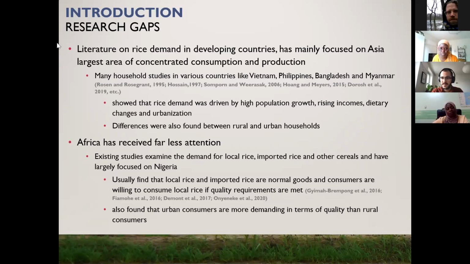Yeah, because I imagine that such a study could also provide some insight on something that Alicia mentioned regarding whether there are preferences related to status, right? How households perceive their status when they consume one type of rice as opposed to another.